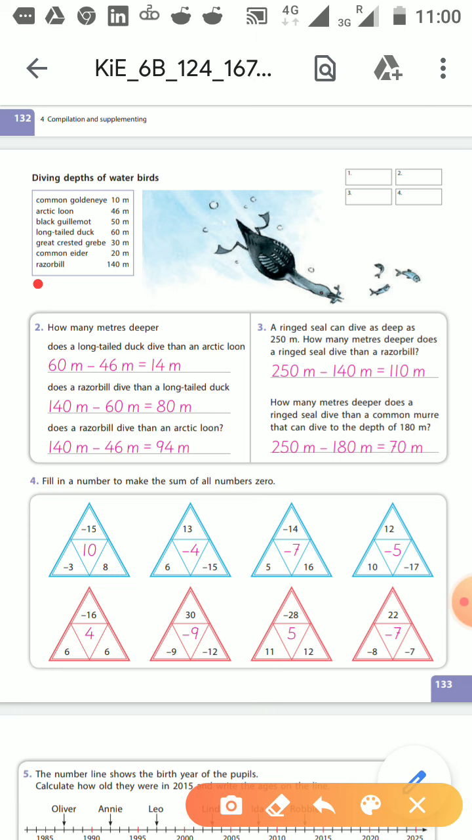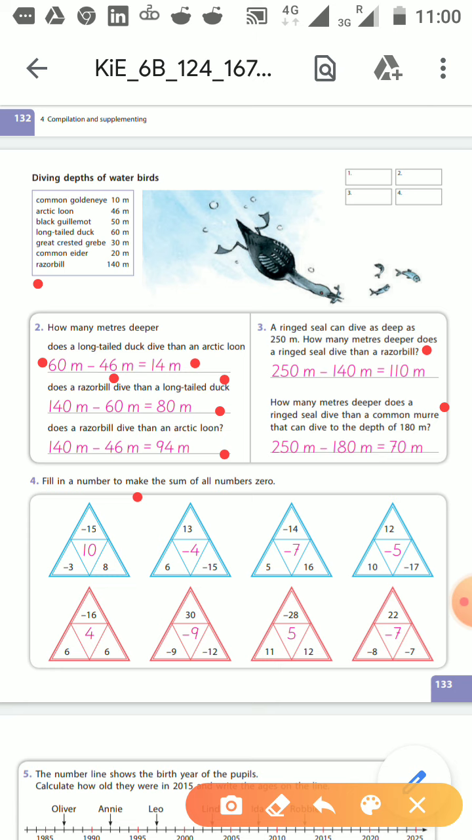So we've got here a long-tailed duck and an Arctic loon. One is 60 meters, the other is 46 meters. So the answer is 14. And you do the same for the rest of the questions here. You just work out the difference between the diving depths, and that will give you the meters.